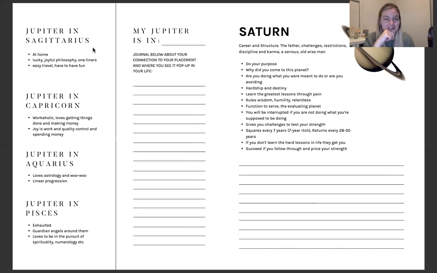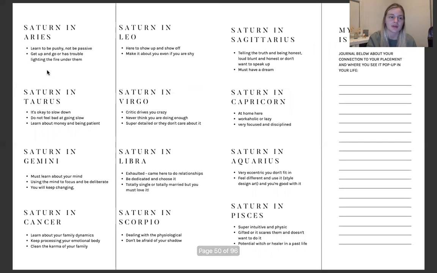It gives you challenges to test your strength. It's like an old wise man. That's how my astrology teacher described it. You have to listen to Saturn. It can make your life a little difficult. So I'll give you my Saturn example, but again, find your Saturn on your chart, circle it in here, highlight it, and write down how you connect with it.